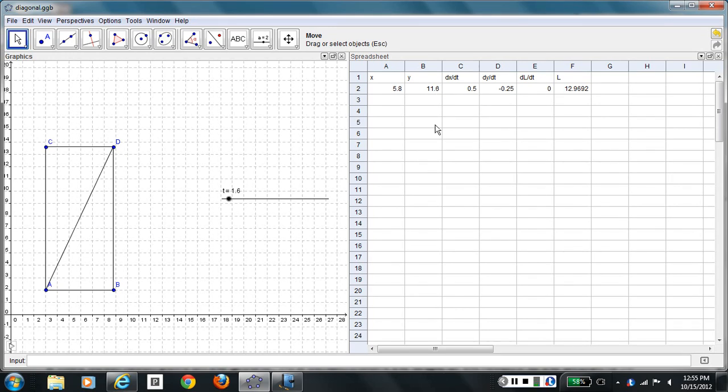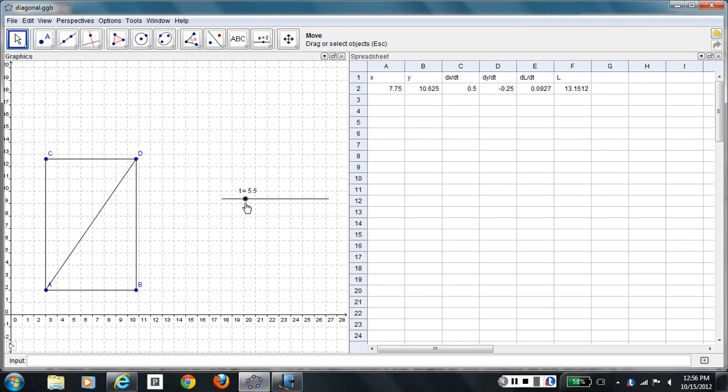What's 11.6 divided by 2? It is 5.8. So what's kind of curious to me is the ratio of these two is 2 to 1. The ratio of these two is also 2 to 1, or 1 to 2, depending on how you look at it. So there's probably something there. But at that point, when dl dt is no longer negative, L is no longer decreasing, and in fact, if we let time continue to pass, the length of the diagonal is going to increase as the seconds tick away.